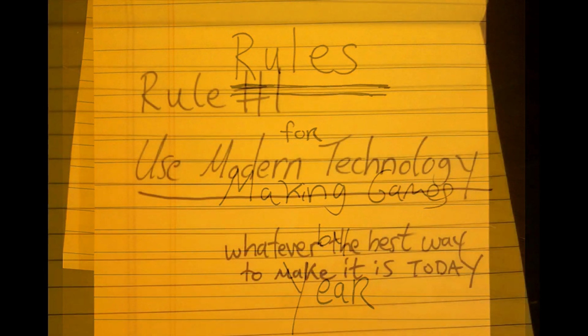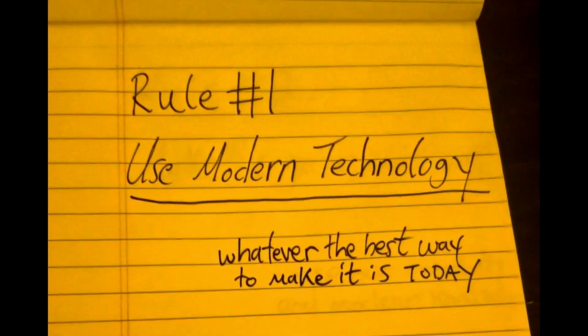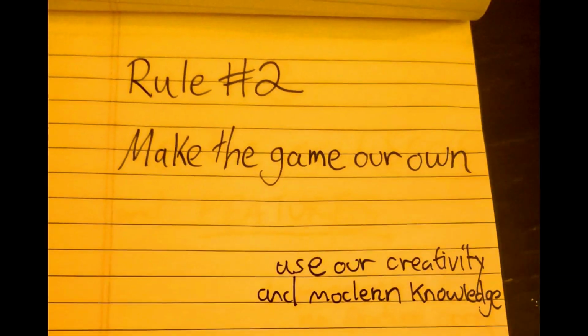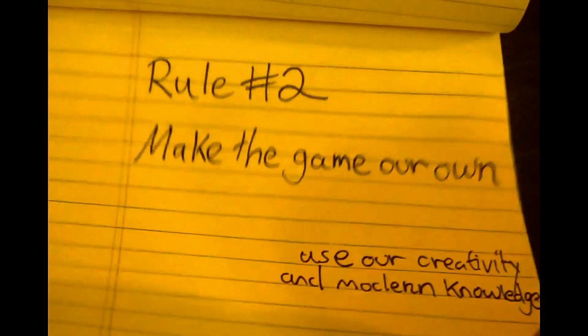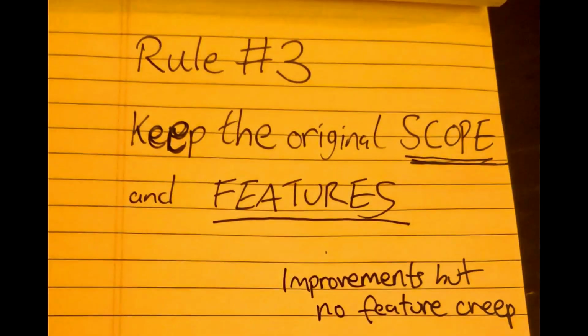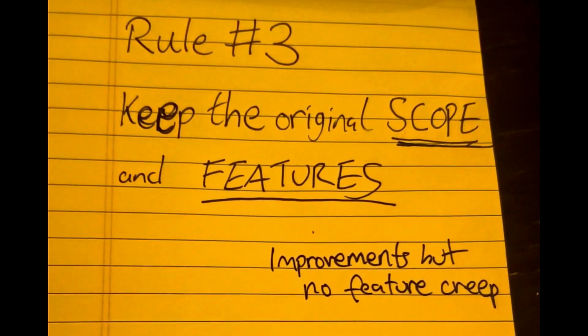The first is that we always use modern technology, that way we can do it quickly. We also want to put our own spin on the game and make it our own. But in doing that we still want to keep the rough scope and feature set of the original game, so things don't spiral out of control and we still respect what was special about the original game.